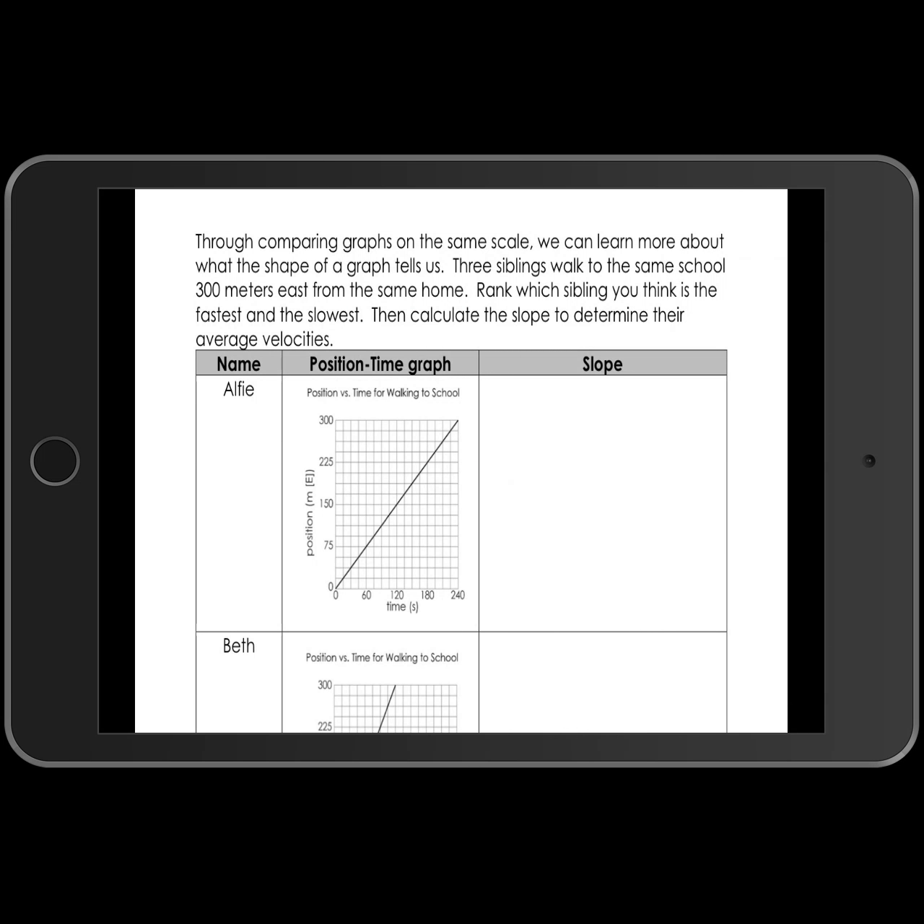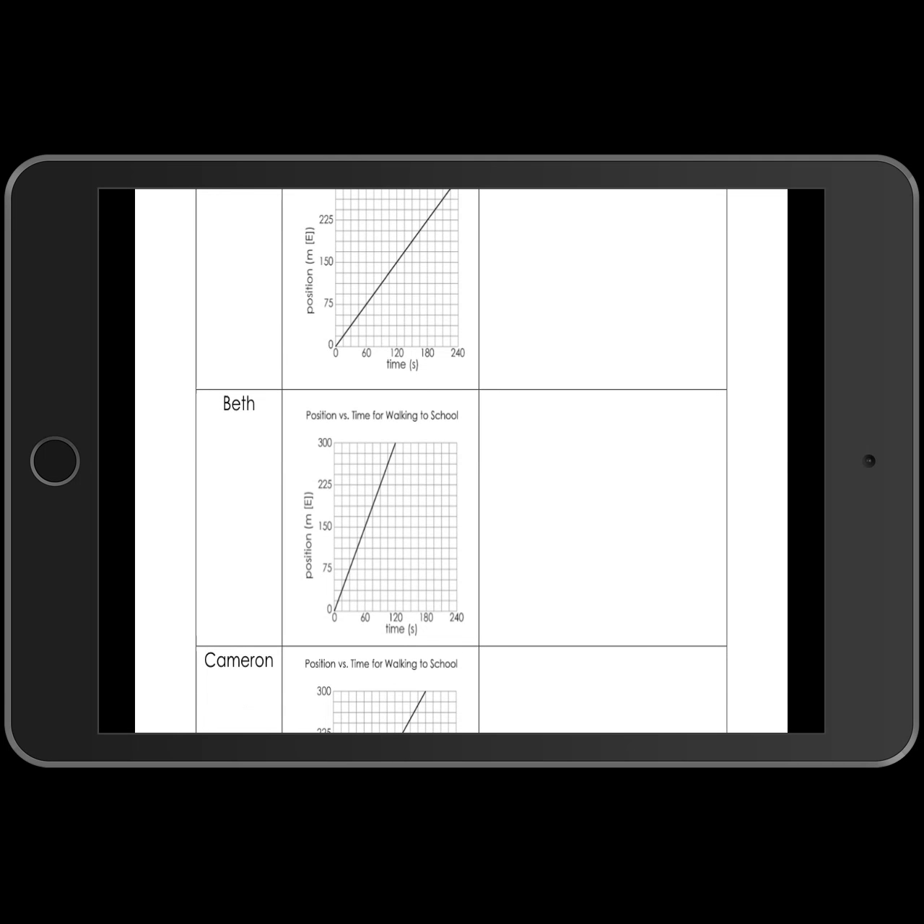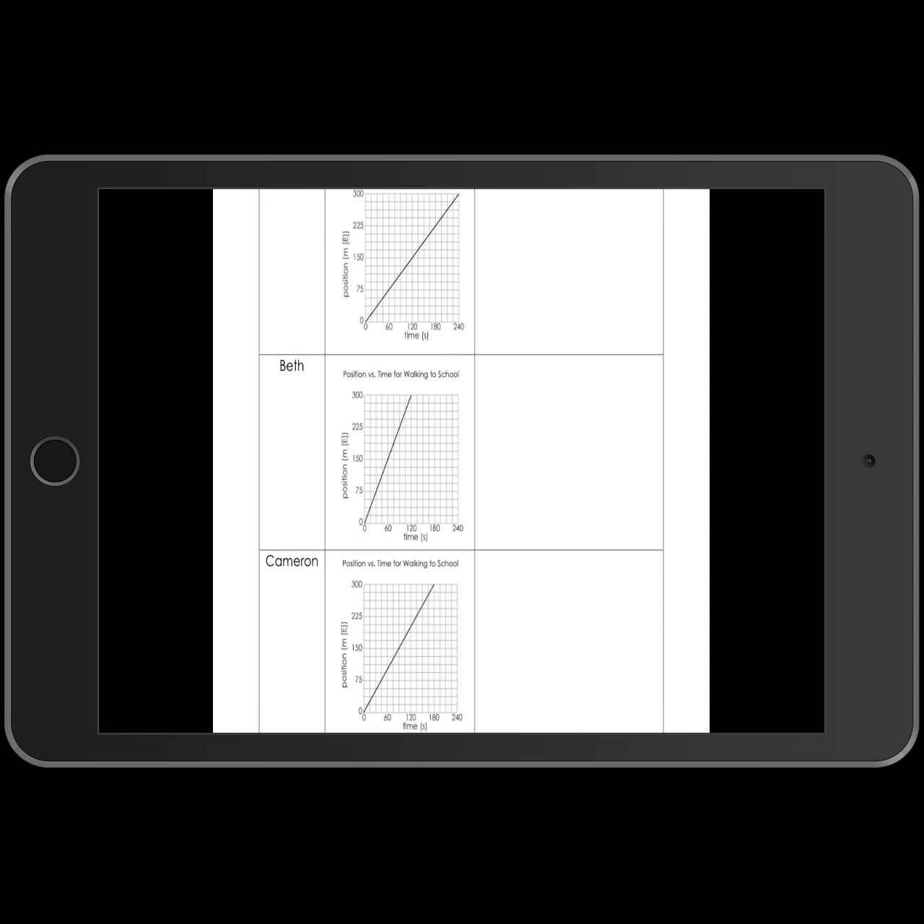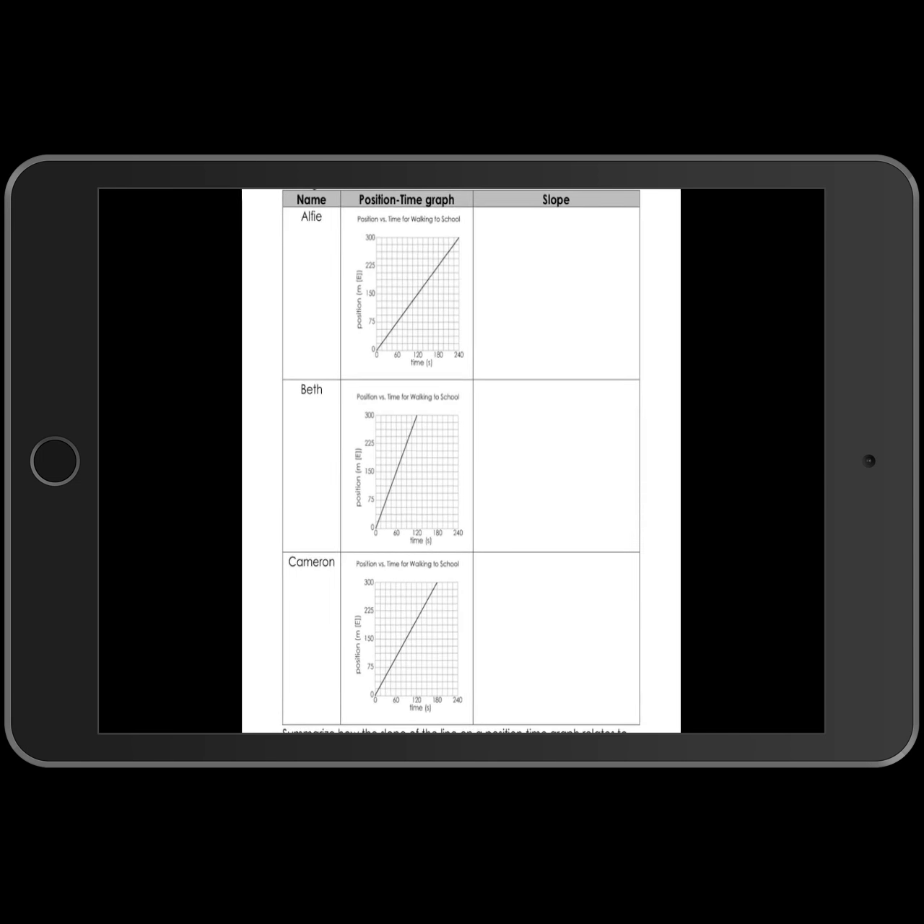Okay, so moving on to an example. Through comparing graphs on the same scale, we can learn more about what the shape of the graph can tell us. Three siblings walk to the same school, 300 meters east from the same home. Rank which sibling you think is the fastest and the slowest, then calculate the slope to determine their average velocity. So just take a moment looking at these graphs. Which one do you think is the fastest? Which one do you think is the slowest? Then we're going to go through and calculate the average velocity for each of them to see who actually is the slowest.